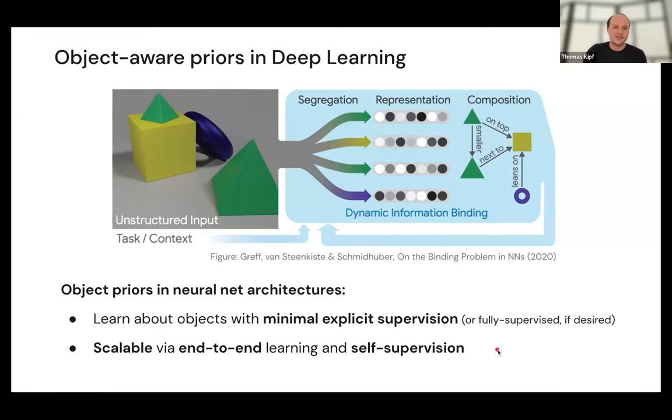Another interesting aspect is that these methods are really scalable via end-to-end learning and self-supervision, which is one of the core recipes we've seen being successful for, say, large language models and the recent successes in generative AI. End-to-end learning and self-supervision are two core ingredients. And if you can get the same kind of breakthrough for object localization without having to collect massive datasets, and especially if you want to go to more complex setups like videos in 3D, this might be really beneficial.